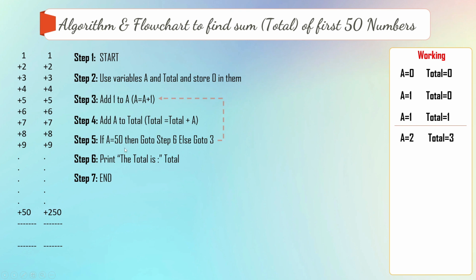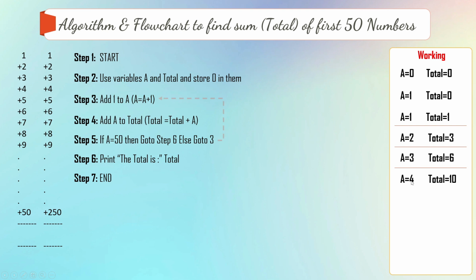In the next step, it will again check if A is equal to 50. Is A equal to 50? No, A's value is 2. So it will go to again step 3. It will again add 1 to A, right? In A, it added 1, so 2 becomes 3 and total 3 is added in the initial total. So 3 plus 3 is 6. Again it will come down. Again it will check whether value of A is 50. No, it is not 50. It will again add 1 to A.